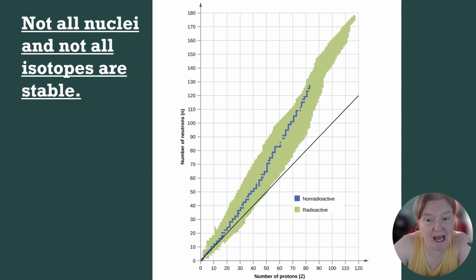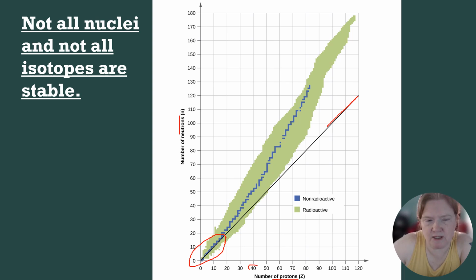Now, not all nuclei and not all isotopes are stable. It really depends on the ratio of protons to neutrons. You can see this line right here follows a 1-to-1 ratio. So you can see for elements that are small, right, it's basically a 1-to-1 ratio that enables the isotope, that particular nuclide, to be stable. But as we add more and more protons, we have to add more neutrons for it to be stable.